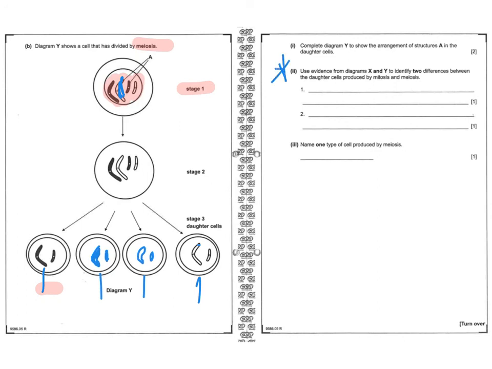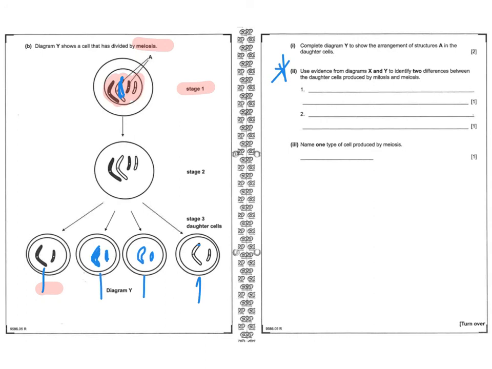This question over here: 2 differences between the daughter cells produced by mitosis and meiosis. Well, in mitosis, there are 2 daughter cells, but there are 4 daughter cells in meiosis. That's a good one to start with. In mitosis, the daughter cells are genetically identical. In meiosis, they're not.